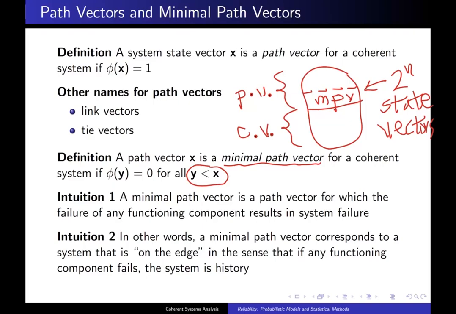A little bit later, we're going to see within these cut vectors, there's also a special group of them called minimal cut vectors. And these minimal cut vectors are failed systems, but if you repair any of the failed components, then the system will be operating. So they're on the edge in another sense. And that Venn diagram, I think, is a helpful way of thinking about path vectors, minimal path vectors, cut vectors, and minimal cut vectors.